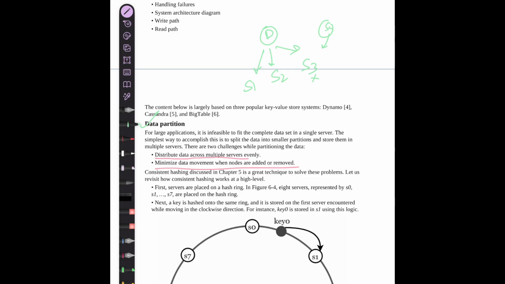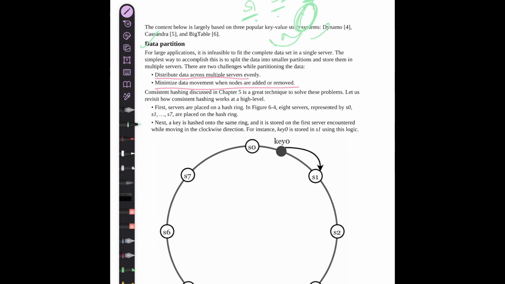This we discussed in consistent hashing as well. For example, if my data is distributed over here, here, and here, and one of the servers goes down, ideally only this data should be getting distributed to other servers. It should not happen that data that was earlier here and here, even though these servers are up, is also getting redistributed. So that's what they mean, that there should be minimized data movement when the nodes are added or removed.